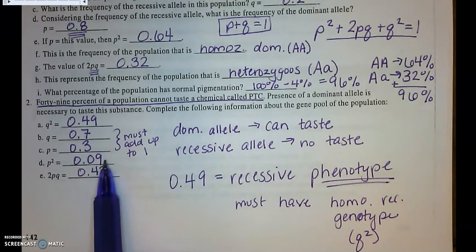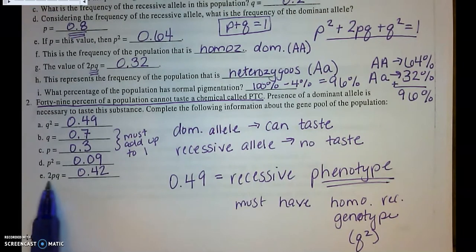So how would I interpret this? 0.09 would mean the frequency of homozygous dominant individuals, or 9% of this population would have a genotype that is 2 dominant alleles for the tasting of PTC.